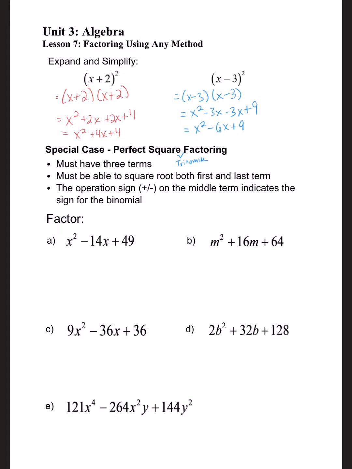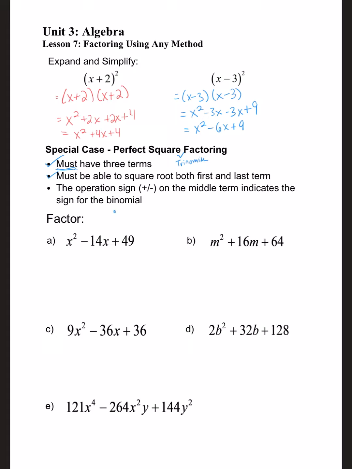Here's some things we have to know, though. In order for it to be a perfect square trinomial, meaning we can use this strategy I'm going to show you in a minute, it must have three terms. You must be able to square root both the first and the last term. And then the operation sign, minus or positive, on the middle term indicates the sign for the binomial. So we'll look at what that means in a minute.